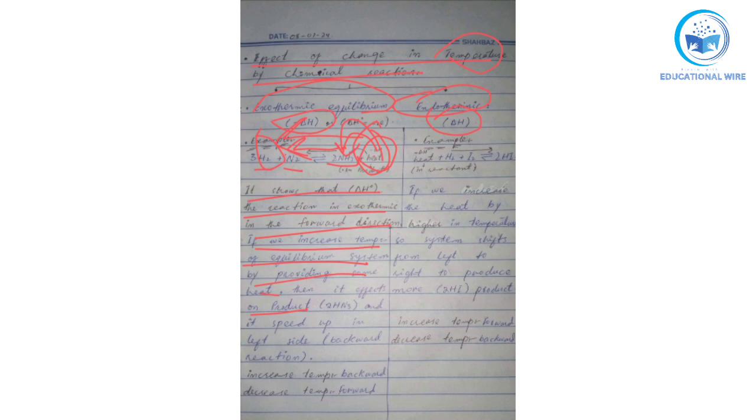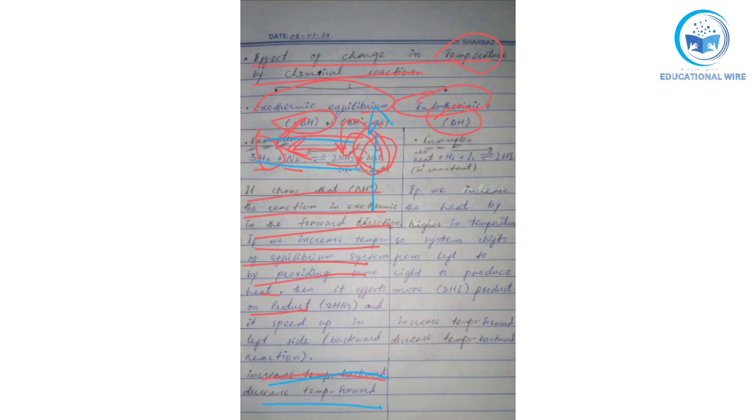Here, if we increase the temperature, there are two properties. First of all, if we increase the temperature, it is the backward reaction. If we decrease the temperature, it is the forward reaction. Like increasing temperature is backward reaction, decreasing temperature is forward reaction.